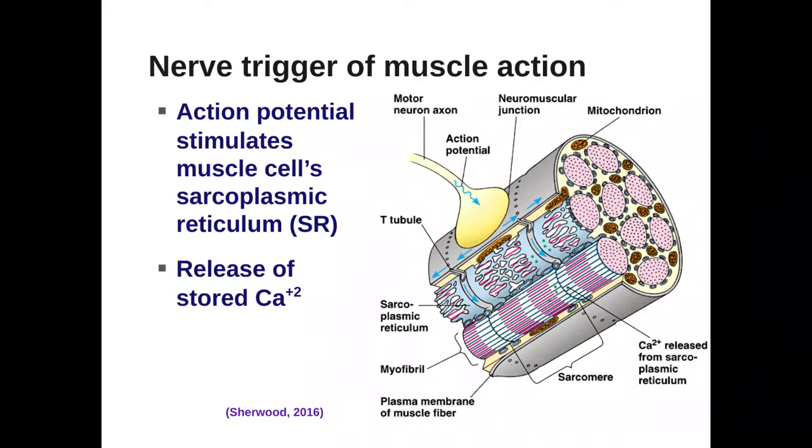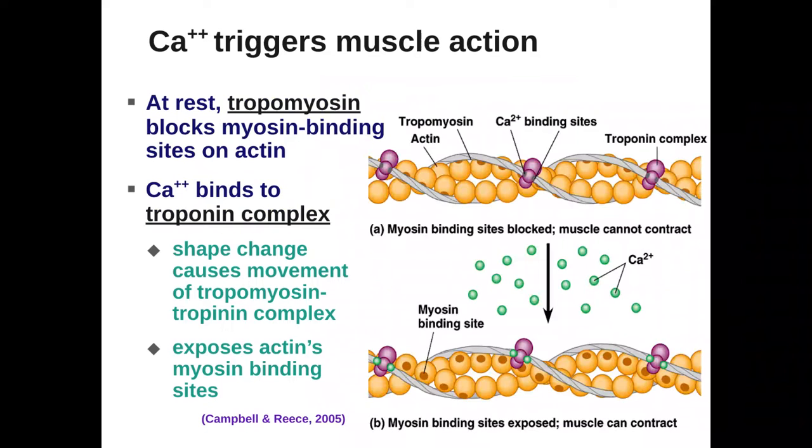Calcium will trigger troponin to move those tropomyosin braids and expose those heads. And I'll show you a picture that shows that really well in the coming slides. But the muscle has to be triggered by a motor neuron in order for any of this to occur.